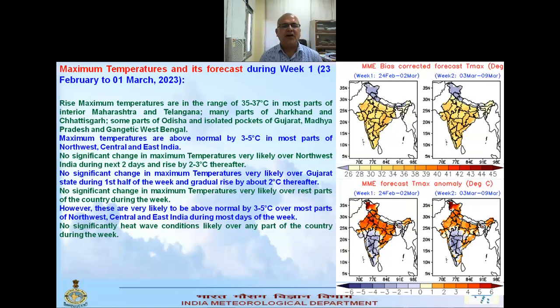If you talk about the forecast, we are not expecting any significant change over northwest India during the next 2 days, and thereafter it may rise by 2 to 3 degrees. Similarly, over Gujarat, we are expecting no change during the next 3 days and it may rise by about 1 to 2 degrees thereafter for the remaining days of the week. However, the above normal temperatures by 3 to 5 degrees over most parts of northwest, central, and east India are likely to continue during most days of the week. And if you talk about heat wave conditions, we are not expecting any significant heat wave conditions over any part of the country during the week.